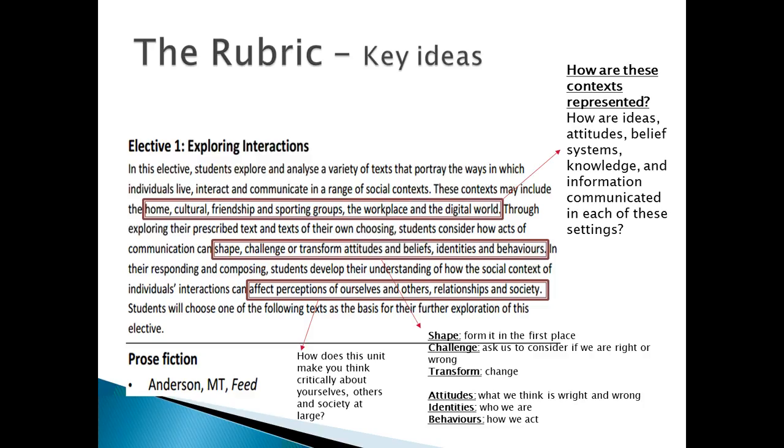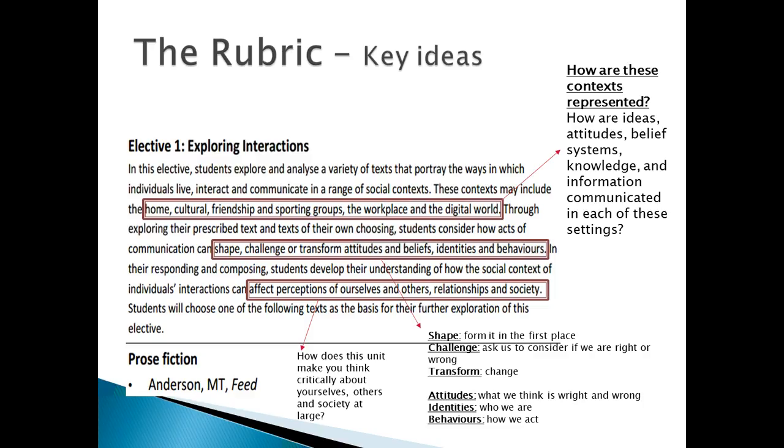Next, we want to look at how communication can shape, challenge and transform our attitudes, beliefs, identities and behaviours. And so we need to split those into 2 sections there. First of all, we've got shaping. So how is something formed? Challenging. How are we asked whether or not we're right or wrong? And transformation is obviously changing something.